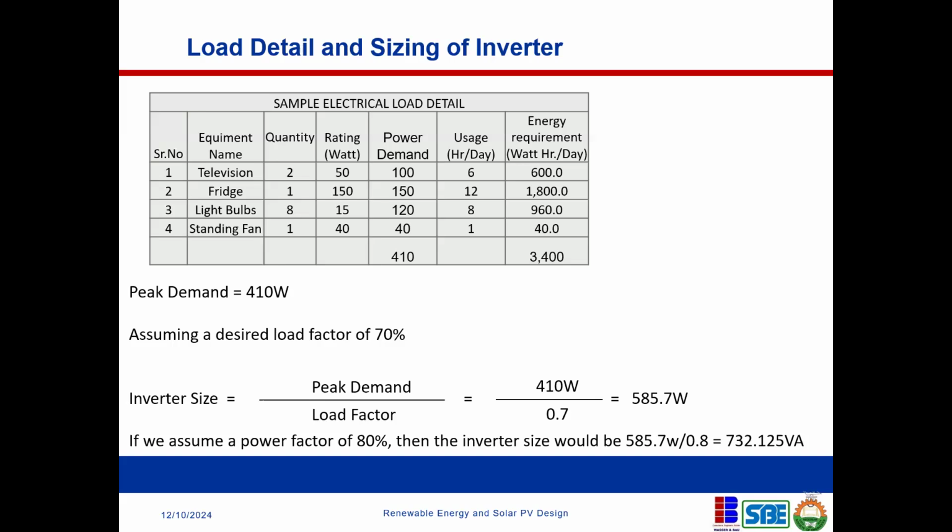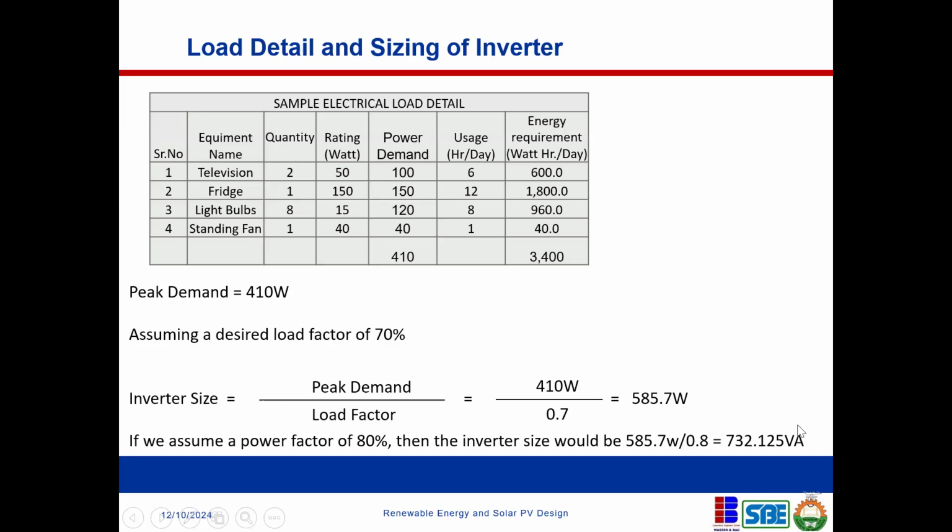So now to convert the power into the apparent power, which is kVA or VA, we need a power factor element. In this case, we assume a power factor of 80% or 0.8. So what we're going to do is to further divide this active power by 0.8. When we do that division, we have 732.125 VA.